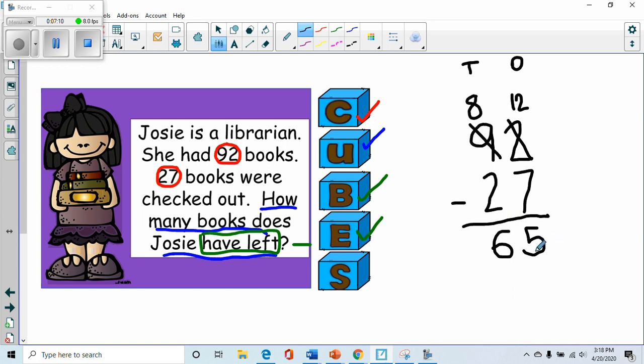Is that reasonable? I would say it is. 92 is close to 90. 27 is close to 30. So it makes sense that I would get a number around 65. 65 stands for the number of books that Josie has left in her library. We just used the cube strategy to solve that one. Let's take a look at another one.